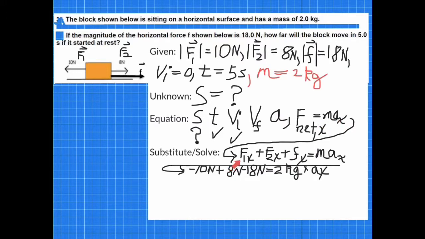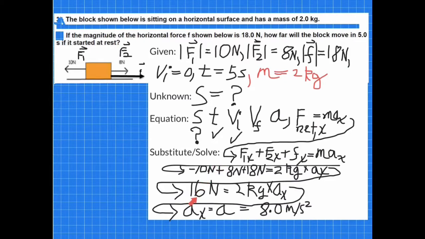Substituting, we have for F net of x, F1 of x plus F2 of x plus F of x is mass times a sub x, where F1 of x is minus 10 newtons, F2 of x is plus 8 newtons, and F of x is plus 18 newtons, is equal to the mass. We're given that the mass is 2 kilograms, times a sub x. Evaluating, we get 16 newtons net force is 2 kilograms times a sub x, or a sub x, which we can simply write as a since we're only working with one axis, is 8 meters per second.